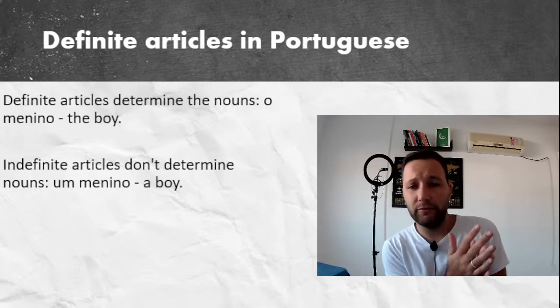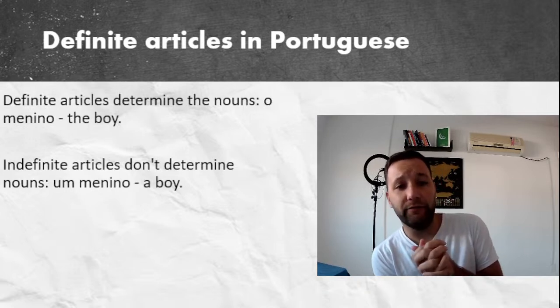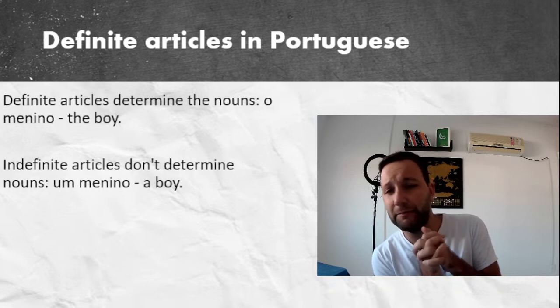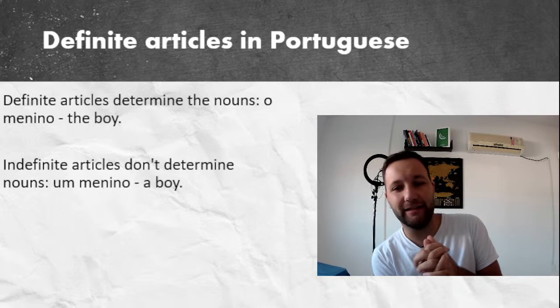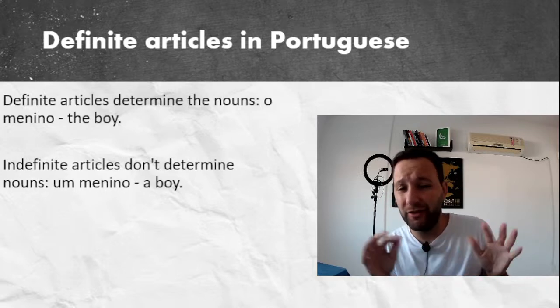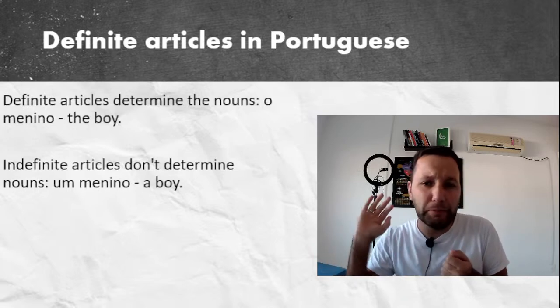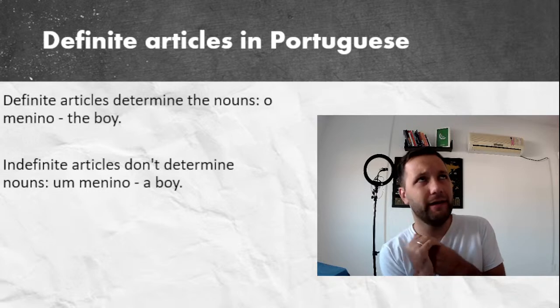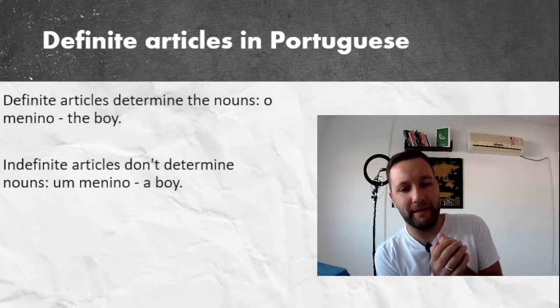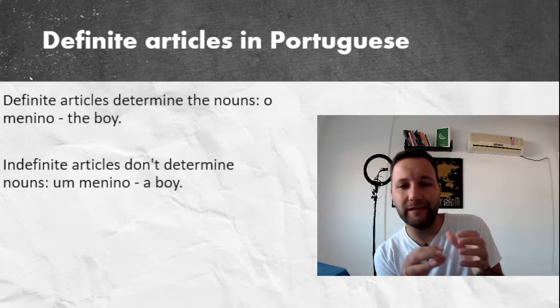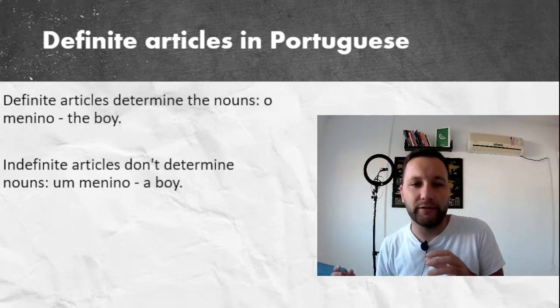First, let me give you one example. Definitive articles determine the nouns. O menino, the boy, but if it is feminine, a menina, the girl. Indefinitive articles don't determine nouns. We just say, it's a boy, menino, or a girl, uma menina. This is the difference from definitive articles and the indefinitive articles.